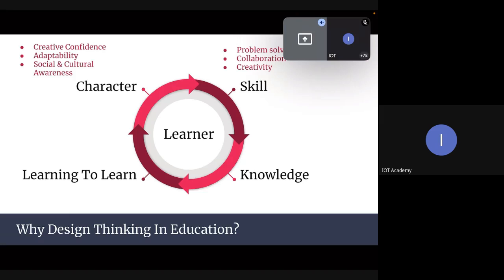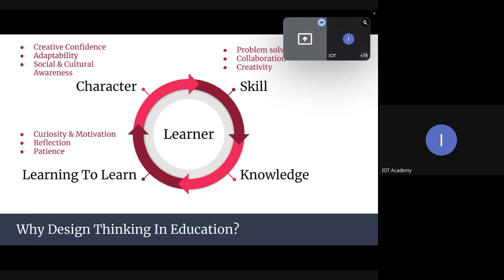Then next is learning to learn, or let's say motivation and curiosity. Obviously, when we are talking of design thinking, it's a curious process. It motivates the students to learn. It teaches the learners patience. It's a process. It teaches them that sometimes you have to go back and forth to solve a problem. A problem can be solved only when you reflect upon it. A problem can be solved when you are curious and motivated to solve it. So that is why design thinking is very, very important in education.